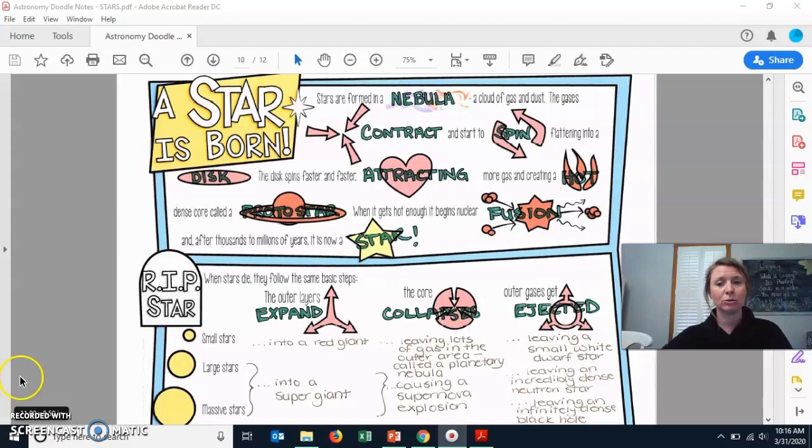So these are the Doodle notes, sorry, that I would normally give you. And as you can see, I'm going through a couple of different things here, just so that you can see a timeline of it.